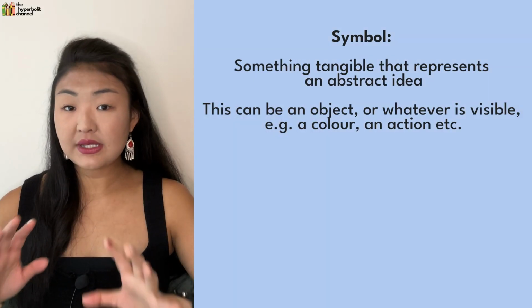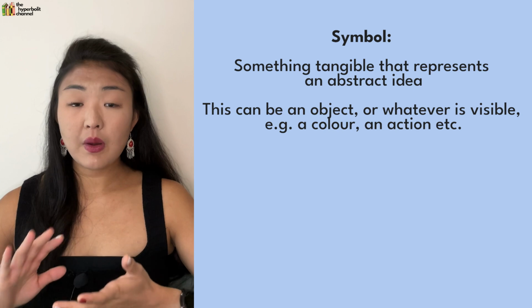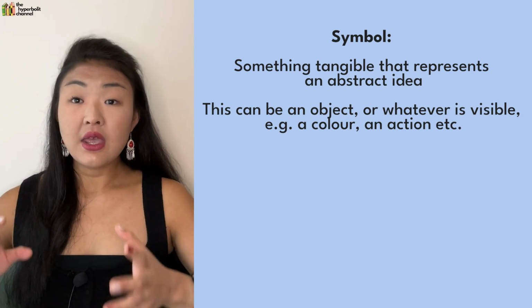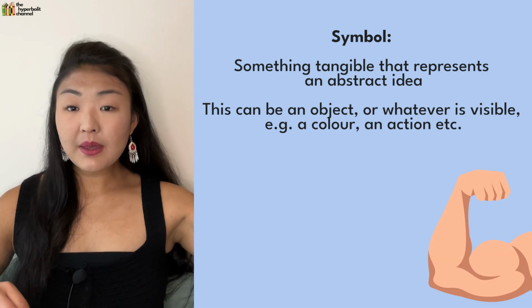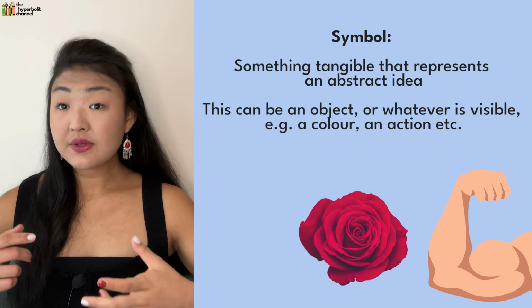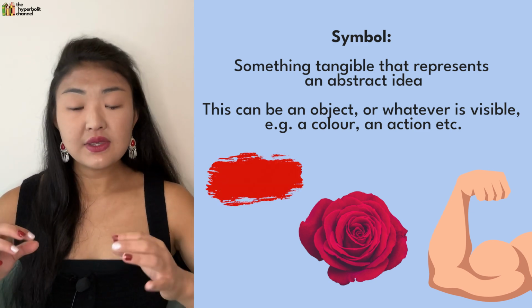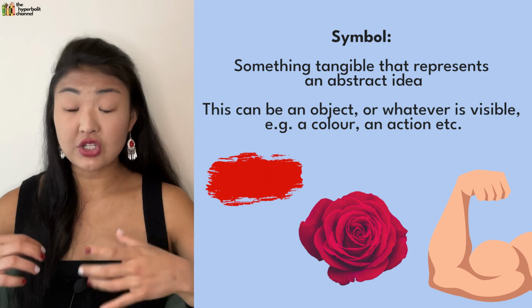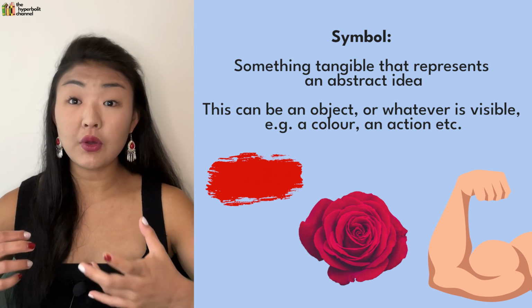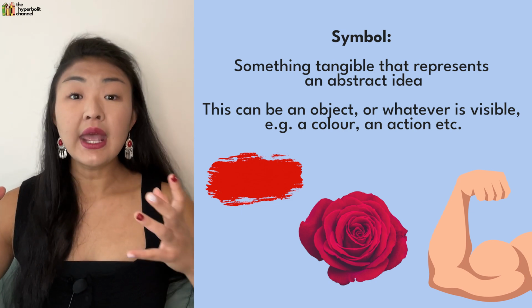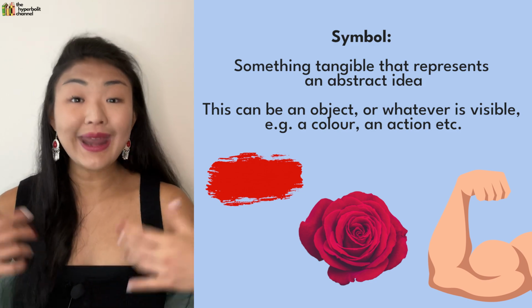So a symbol is often something that is tangible, representing an abstract idea. So for example, the flexed bicep is a symbol of strength. The rose is a symbol of romance, and red, the color, can be a symbol of passion. So this tangible thing can be a concrete object, but it can also take the form of whatever's visible to the eye, like a color, red, or an action, flexing.